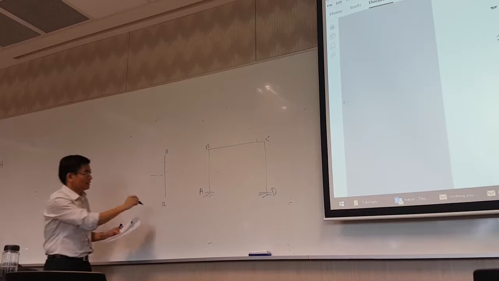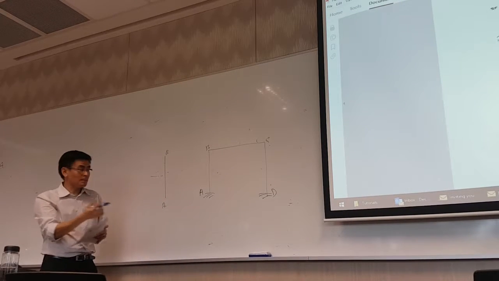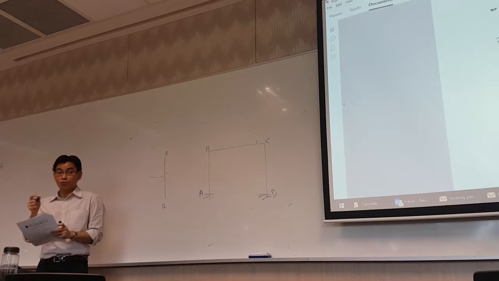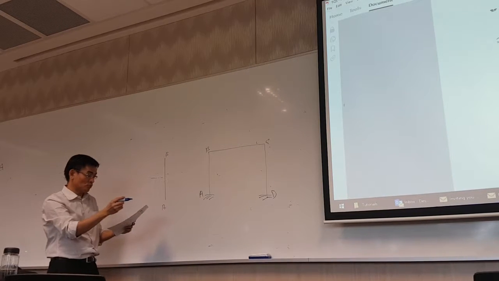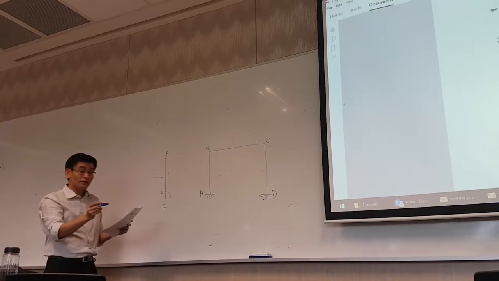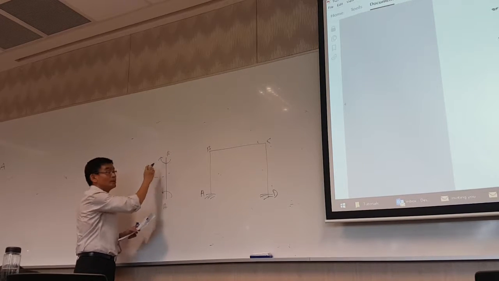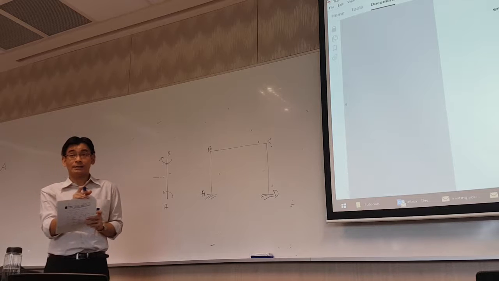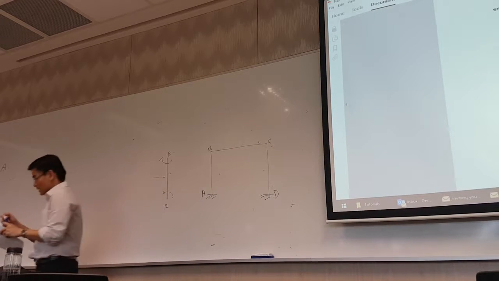So what's the moment that you determine at A and at B? If you refer to the notes, you'll be able to determine the moment. There's going to be a moment here, and there's going to be a moment here as well, if you are to complete the moment distribution method diagram. Correct?